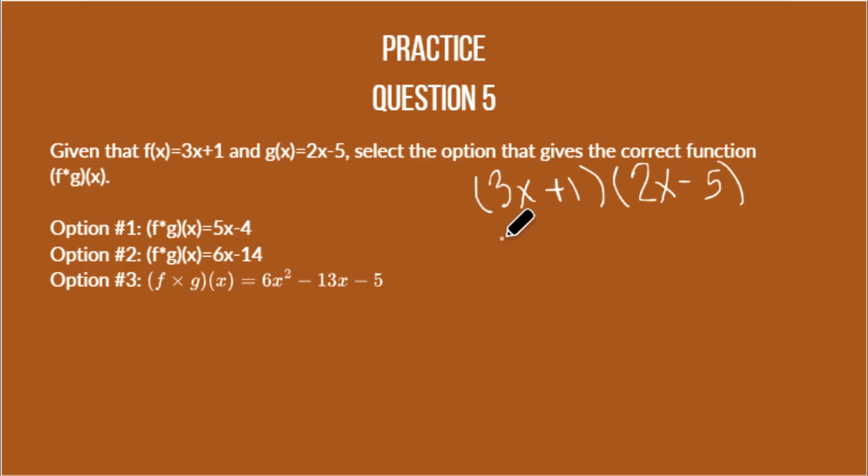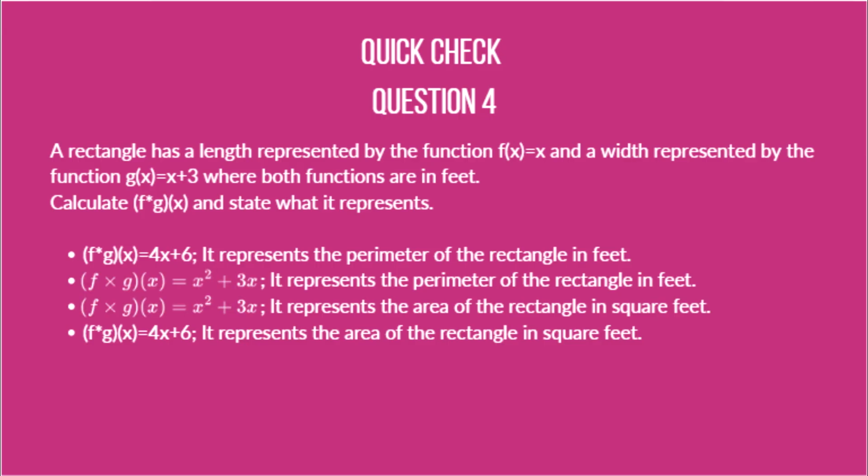3x times 2x is 6x squared. Hey, look at that. We already have our answer. Again, I didn't let you have time to answer on your own. I'm sorry. Quick check question 4.